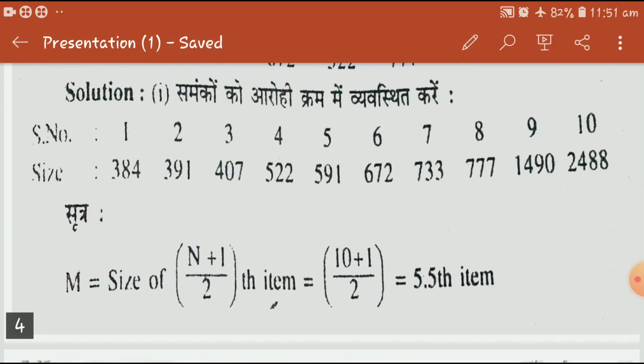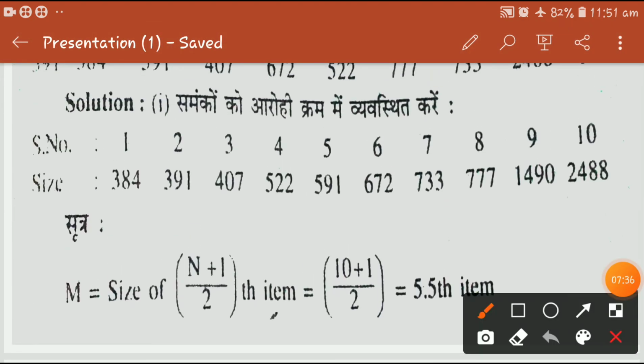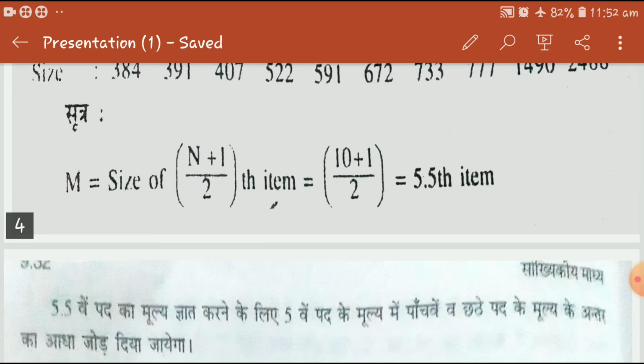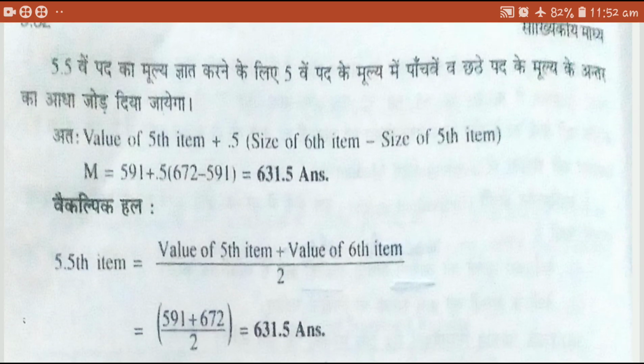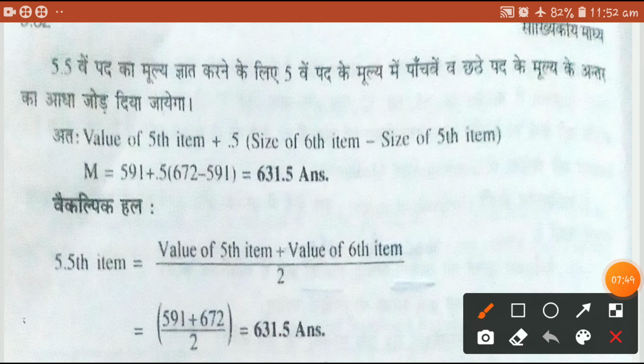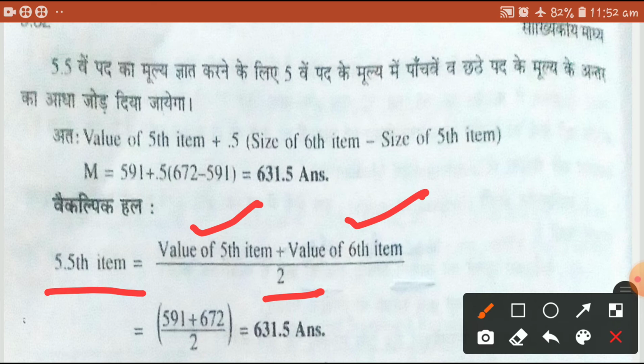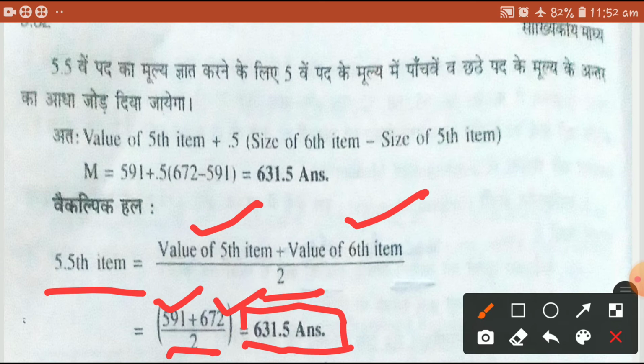First, either you add the fifth value, this 591, plus 672, divided by 2. Whatever the answer, that will be your median. And one extra alternative you have, in which you can write 5.5. You got 5.5 as your median item. So first add the value of the fifth item plus the value of the sixth item, divided by 2. 591 plus 672 divided by 2, and you will get 631.5 marks. This is your median in case you have an even number of items in your X series.